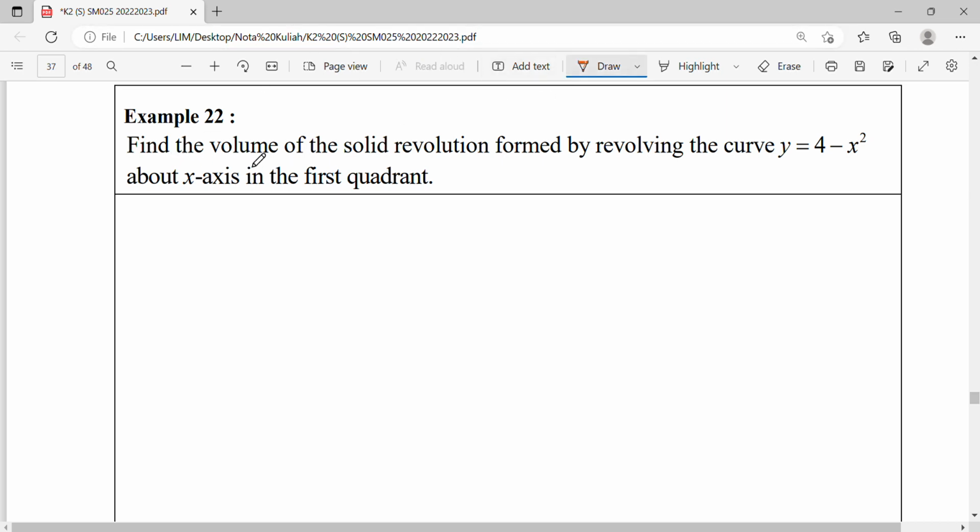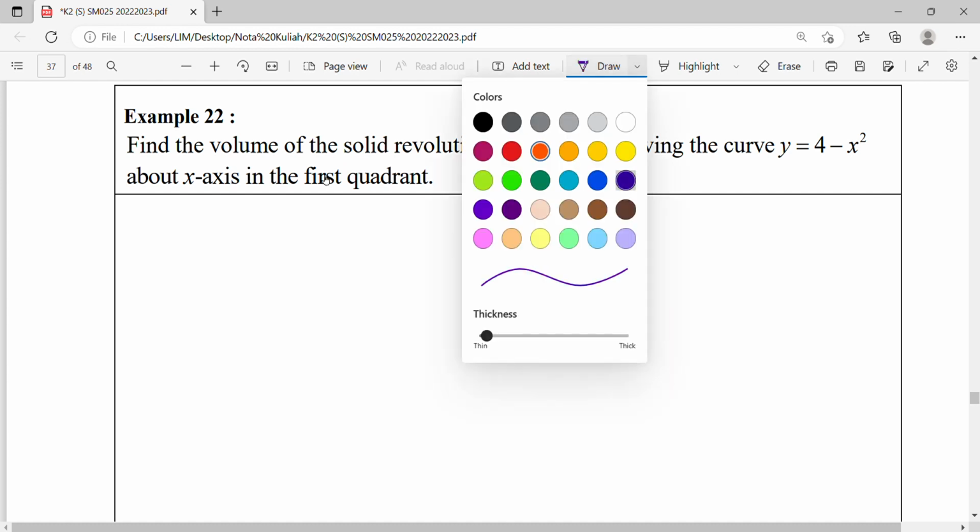So, find the volume of the solid of revolution formed by revolving the quadratic curve about the x-axis in the first quadrant. So our limitation here is the first quadrant only. We try to draw out this graph.